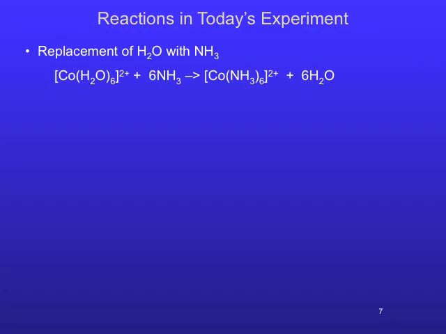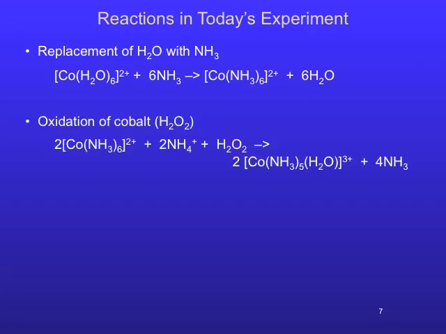The initial reaction in the synthesis of chloropentamine cobalt-3 chloride involves the replacement of the water ligands on cobalt with ammonia ligands, with the oxidation number on cobalt remaining +2. Then, in the presence of ammonium ion and hydrogen peroxide, which is an oxidizing agent, 1 ammonia ligand is temporarily replaced with water, and the cobalt in this coordination complex is oxidized from +2 to +3.